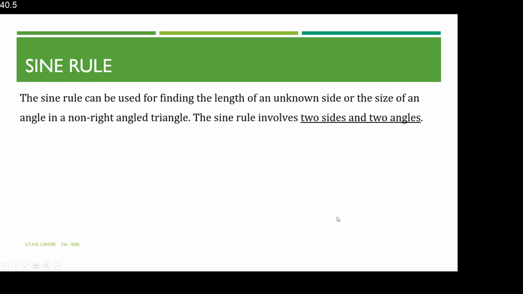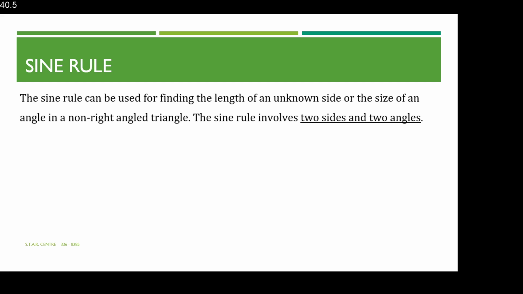Sine rule. The sine rule can be used for finding the length of an unknown side in a triangle or the size of an angle in a triangle that is not a right angle triangle, or it could also apply for right angle triangles. Now, in the past, when we had to find the length of a side or an angle in a right angle triangle, we used Pythagoras theorem and we used the trig ratios according to what we needed to find and what information was given. However, if we have triangles that are non-right angle triangles and we are required to find the length of a side or the size of an angle, then we can use this rule called the sine rule.